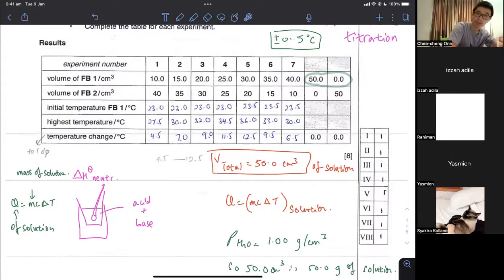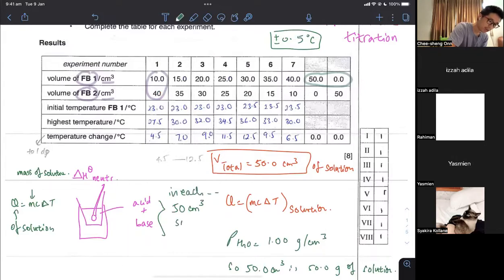You cannot just think about what was in the thing originally because you are not adding solid. You are adding solution to solution. So look carefully, solution to solution. So altogether, you will see in each experiment, you add up to 50 cm3. So in each experiment, there is 50 cm3 of solution. So it's not just what you add, but it's also what you have in the cup altogether, the total volume of solution. So if you have 50 cm3, you will have 50 grams like that.